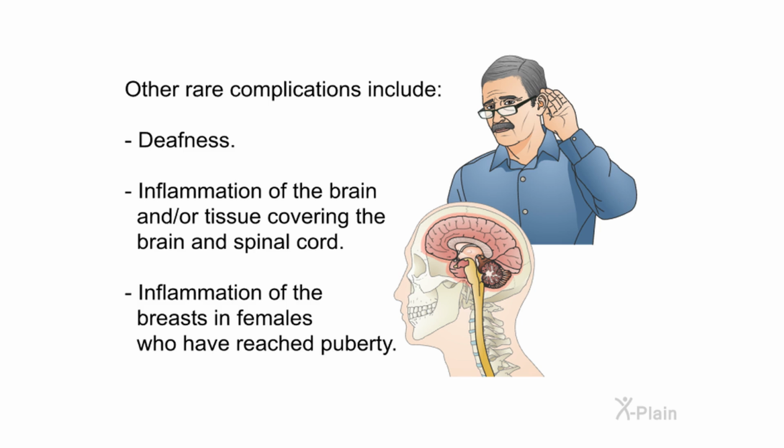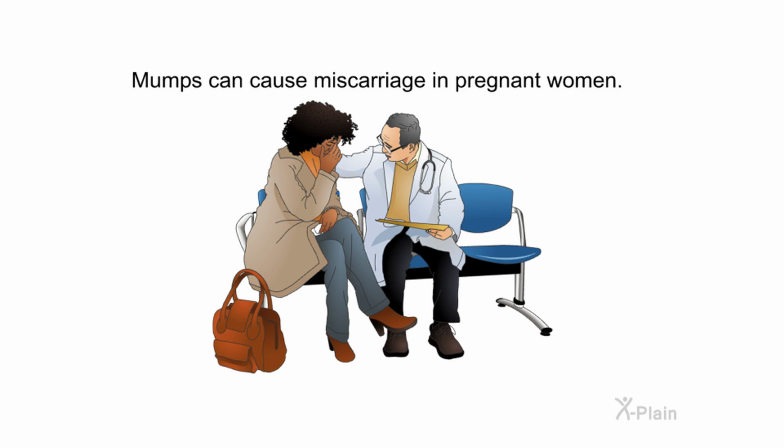Other rare complications include deafness, inflammation of the brain and/or tissue covering the brain and spinal cord, inflammation of the breasts in females who have reached puberty. Mumps can cause miscarriage in pregnant women.